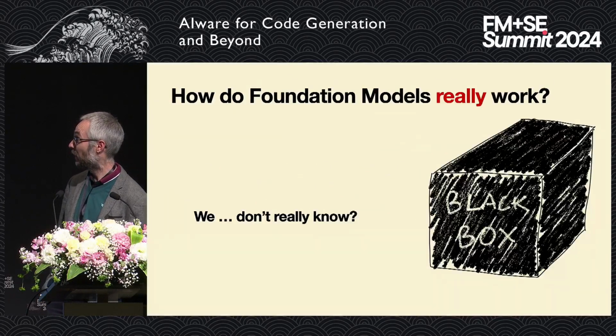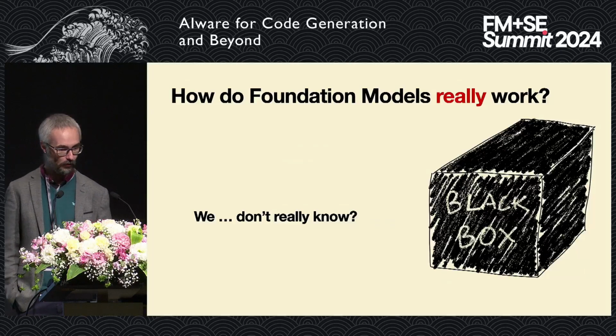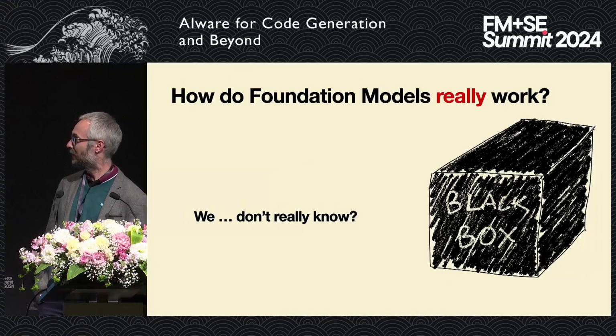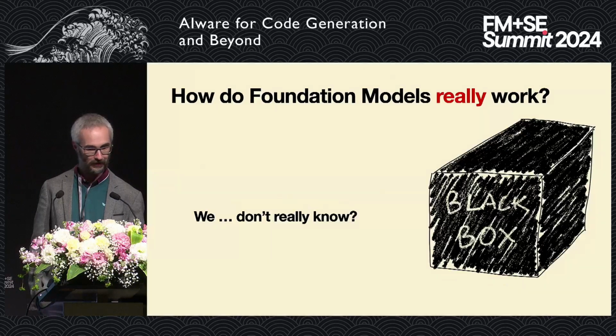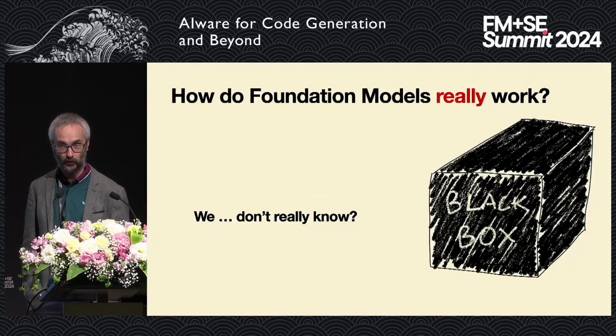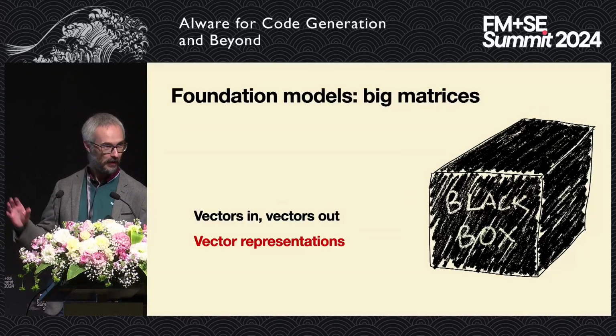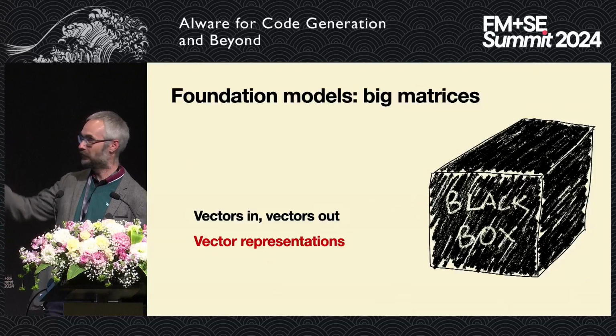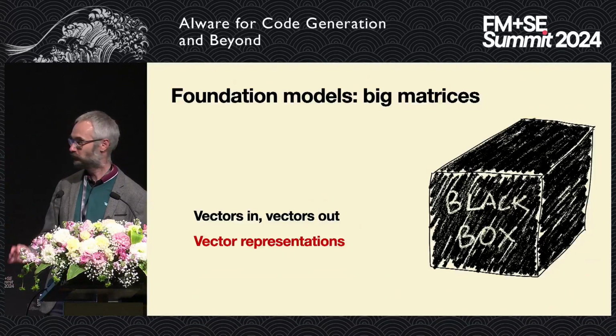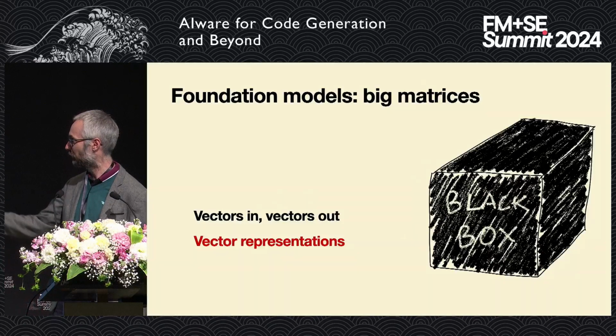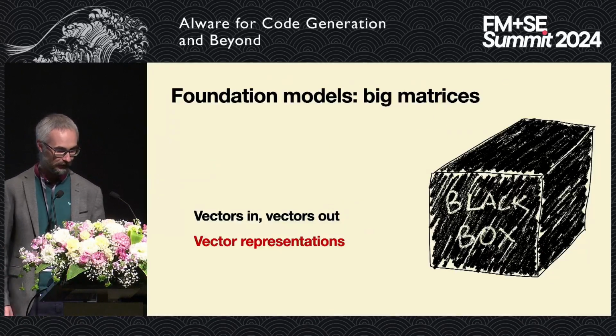The general thing is that now you know a bit about how foundation models work. But in general, how they work inside, we don't really know. What we know is that they're essentially big matrices, and you have some vectors that go in, a bunch of matrix multiplications, and some vectors go out. We call these vector representations.